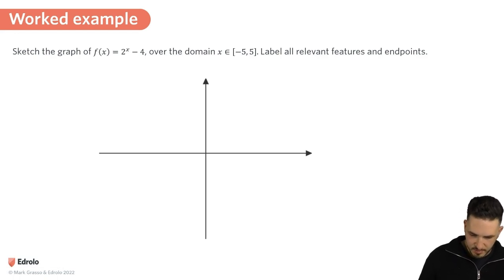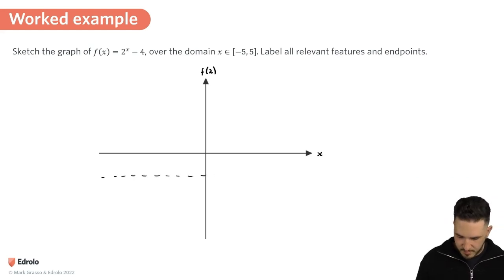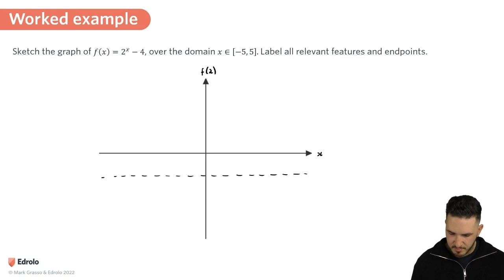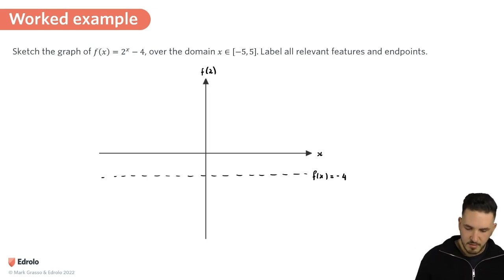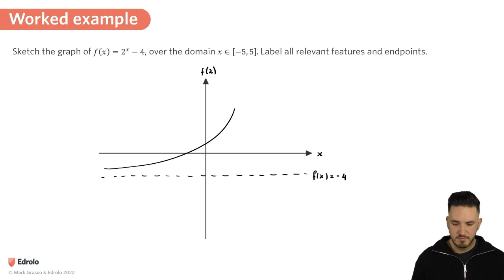So we're going to go with, first let me just label the axes, f of x and x. So we're going to have negative 4. So this is going to be f of x equals negative 4. And we have 2 to the power of x. So generally speaking, what we can see is we're growing. So we're going to have something that looks like it's going in that direction.